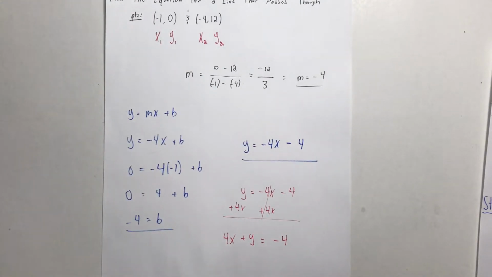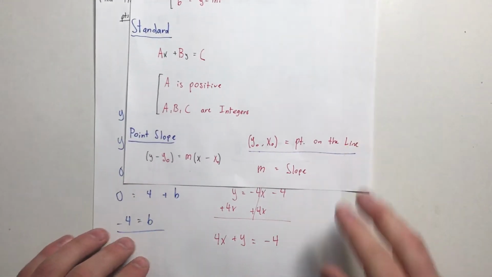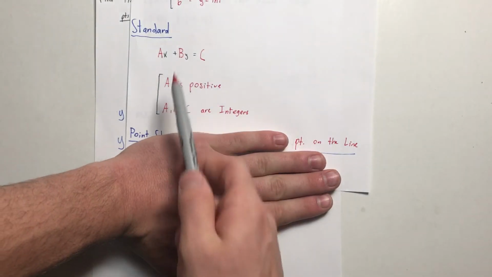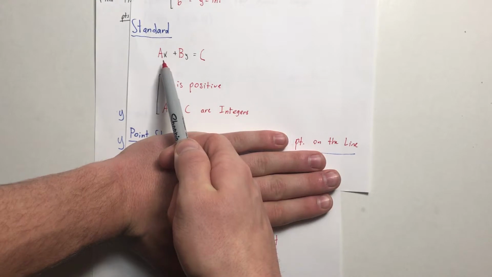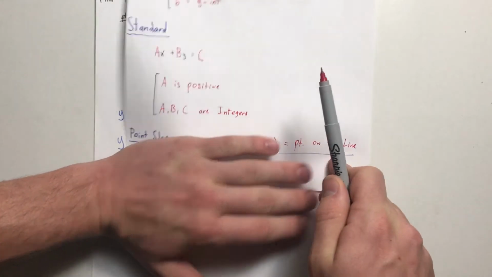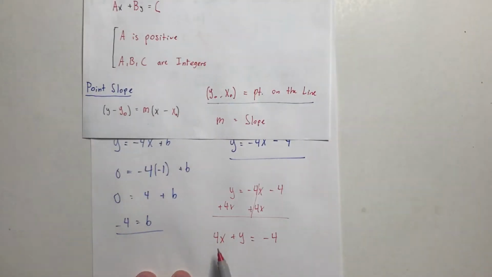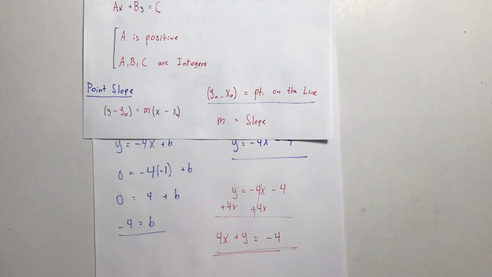One thing we just have to do, last but not least, is to check to make sure that we follow the rules of standard form. So the standard form rules were a has to be positive, so the term connected to our x should be positive, so we'll check that. A, b, and c have to all be integers, whole numbers. So what we have is a positive number for a, and we have 4, 1, and negative 4, so those are all integers. So this is our standard form of a line right there.